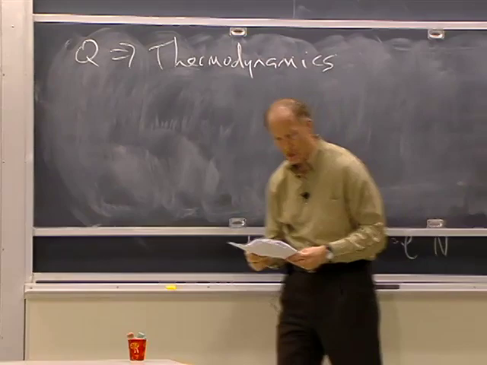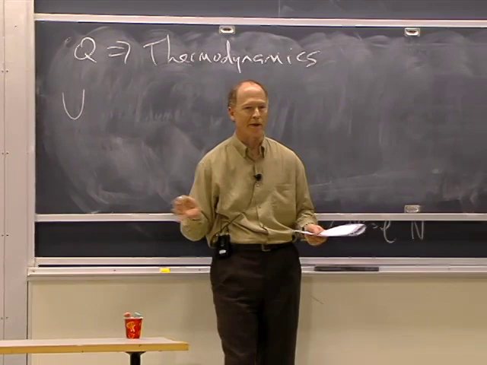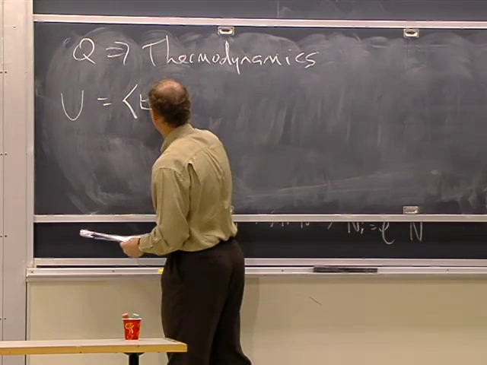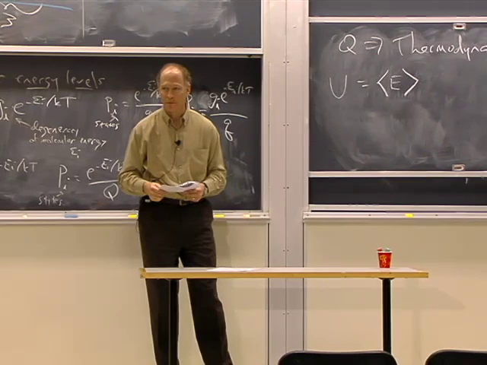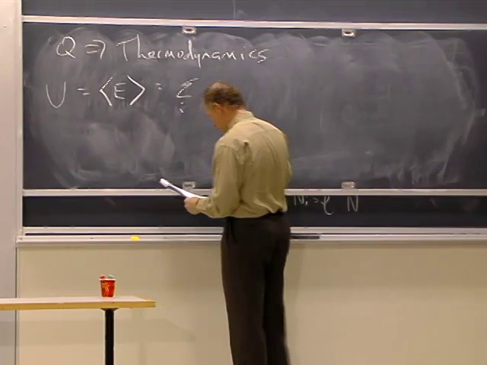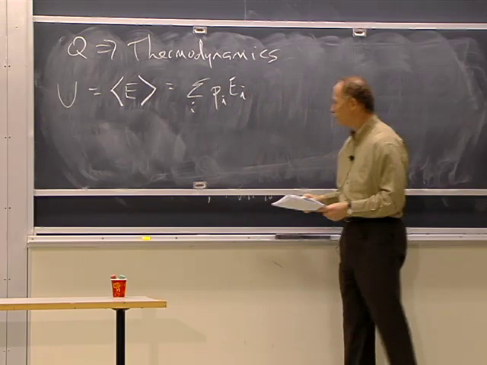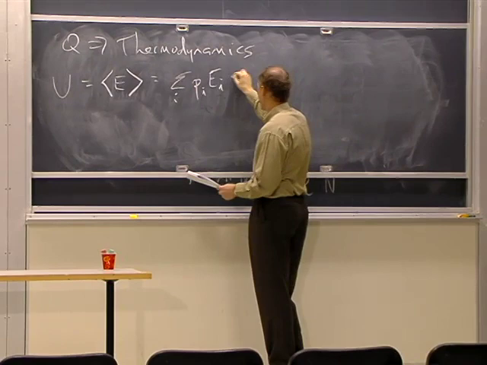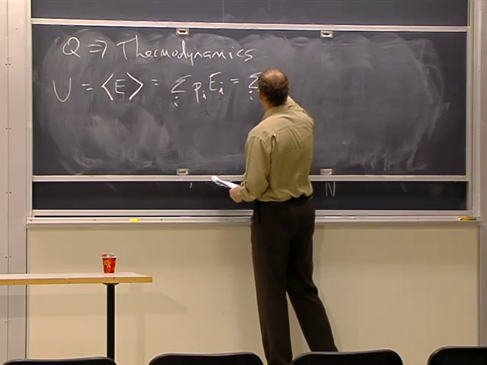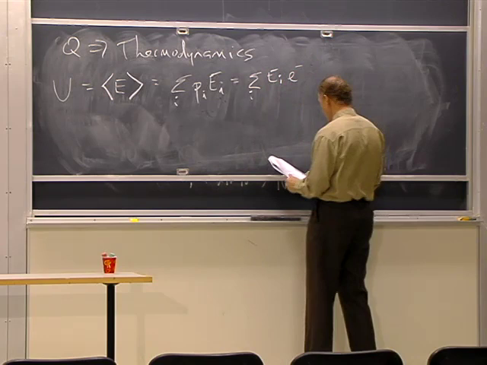Remember U, that's our system energy. It's an average energy, an average of the energy that we would get by looking at the states that the system might be occupying. So we can write it as a sum over i of pi times Ei. In other words, it's determined by the energy of any system state times the probability that the system is in that state. Add them all up. Well, we know what that is. It's the sum over i of Ei e to the minus Ei over kT divided by Q.